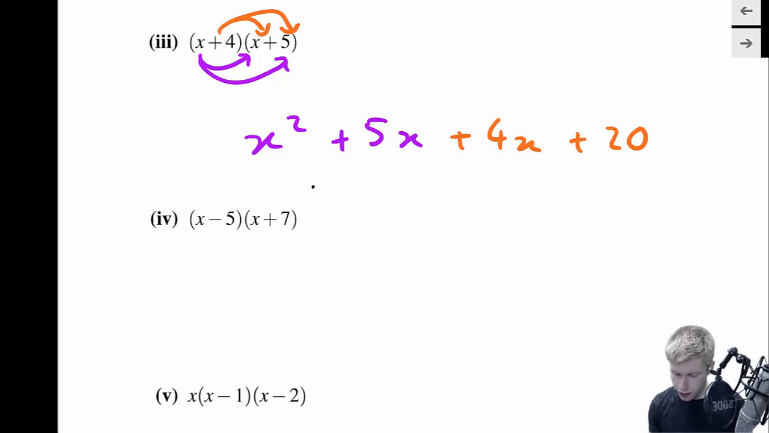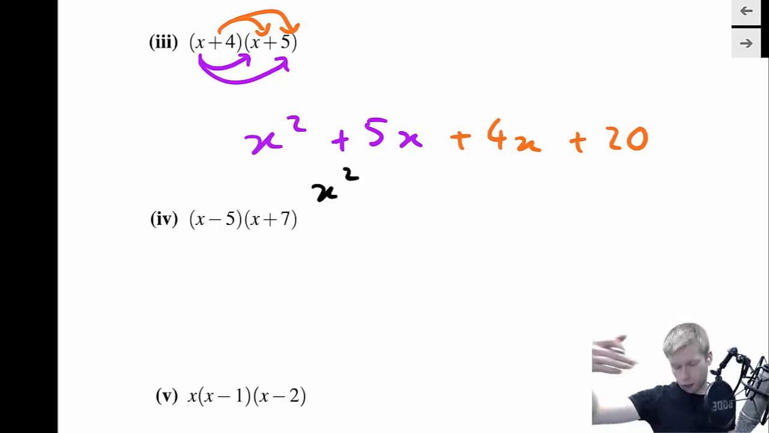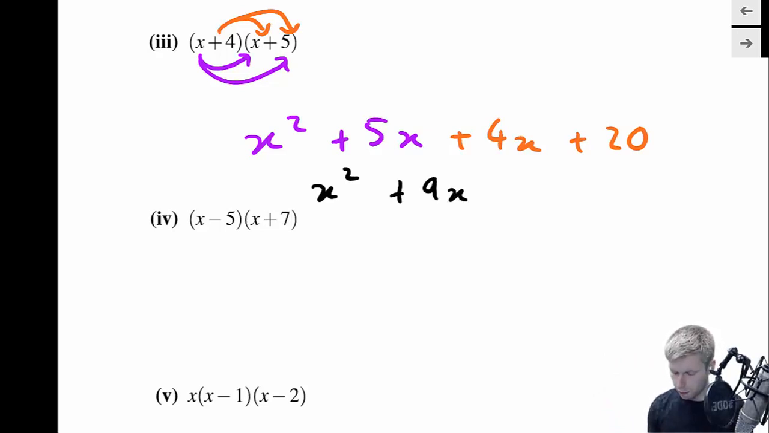So we've got an x squared term. How many x terms have we got? Well, we got 5x and 4x, which makes 9x. And then we just have a plus 20 hanging around at the end.